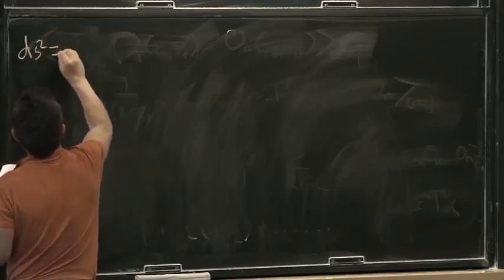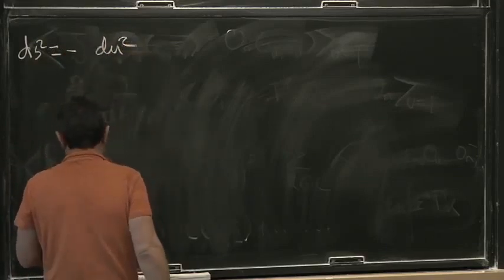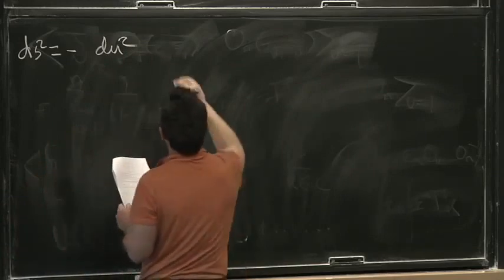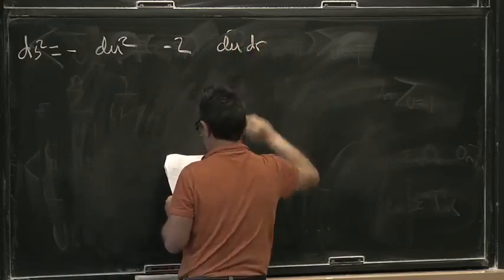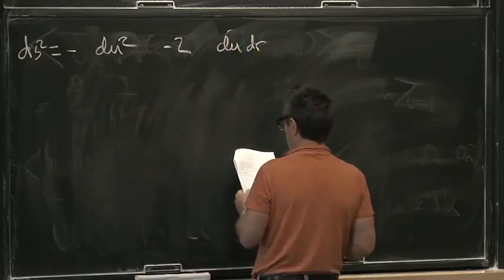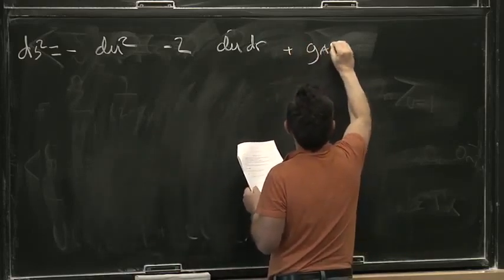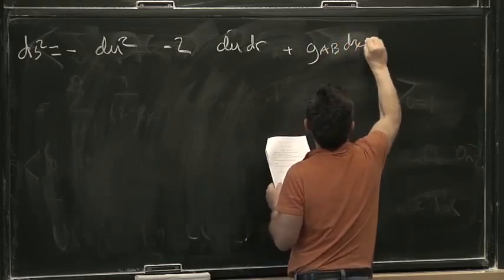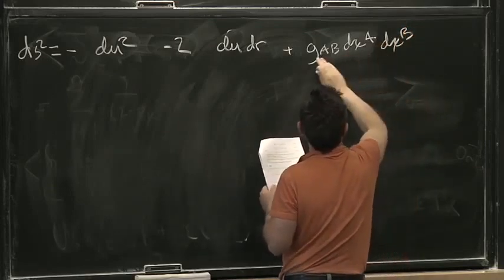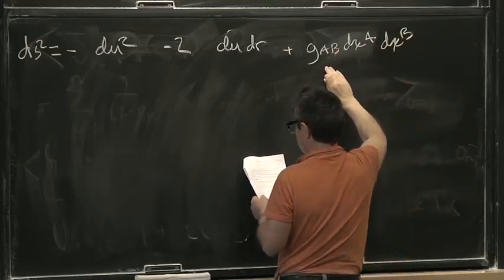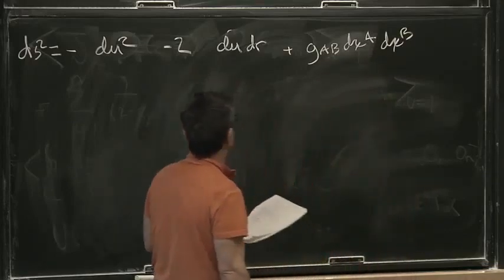we've written down a formula for the metric in Minkowski space in retarded coordinates, plus g_AB dx^A dx^B. And if this is the round metric on the two-sphere, then this would be the flat metric in Minkowski space.